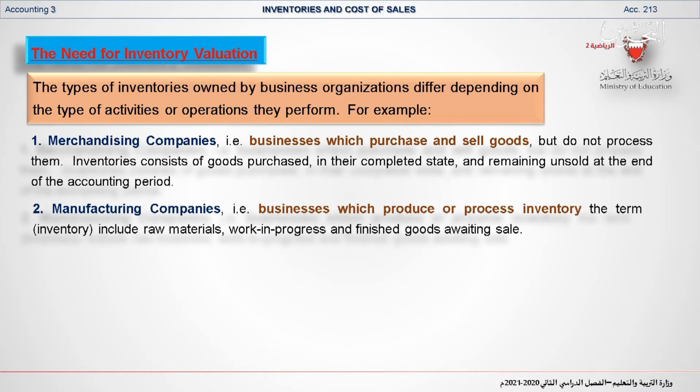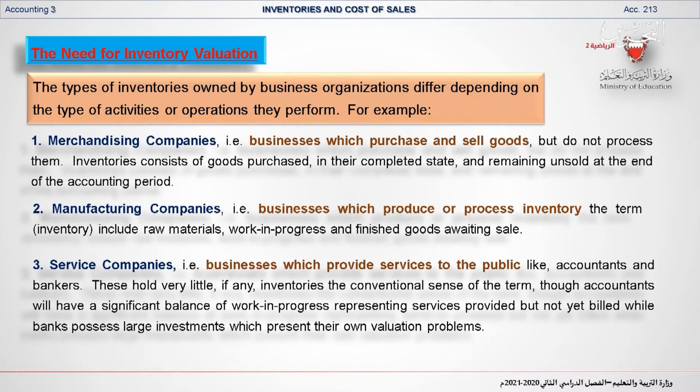The second type of companies are manufacturing companies. A manufacturing business is any business that uses raw materials, parts, and components to assemble finished goods by employing machines, robots, computers, etc. One example of a manufacturing business is a car manufacturing company, such as Ford. So, in this case, the term inventory includes raw materials, work in progress, and finished goods awaiting sale.